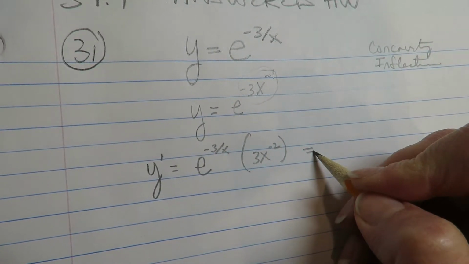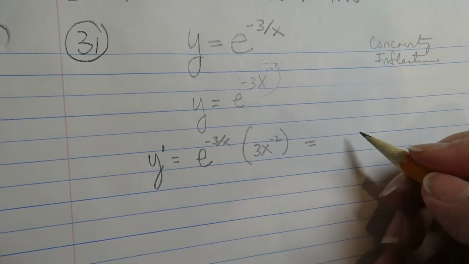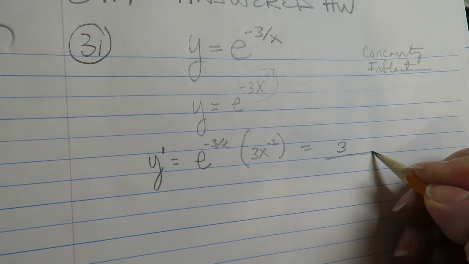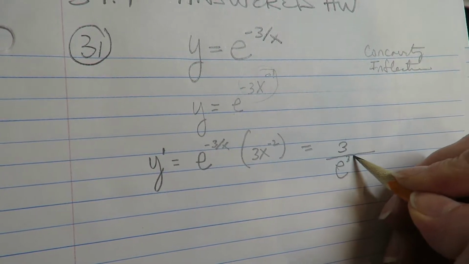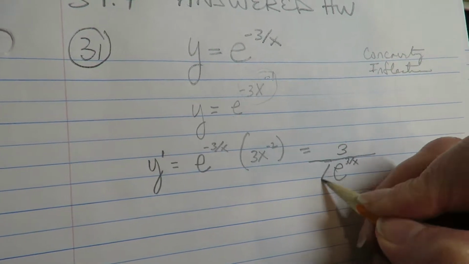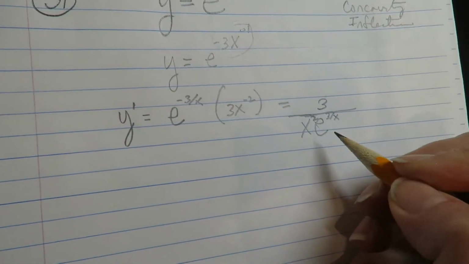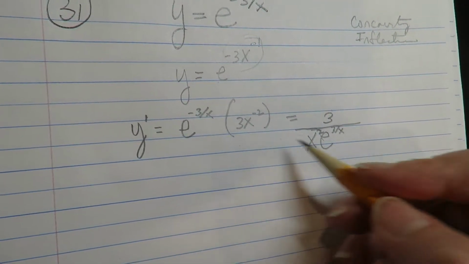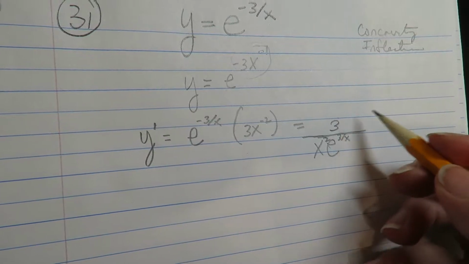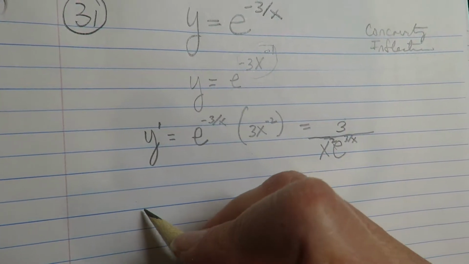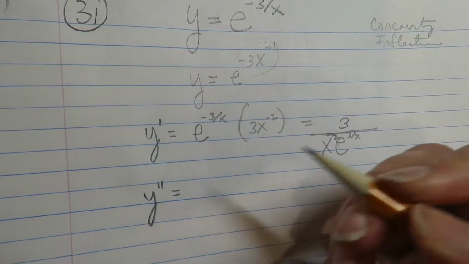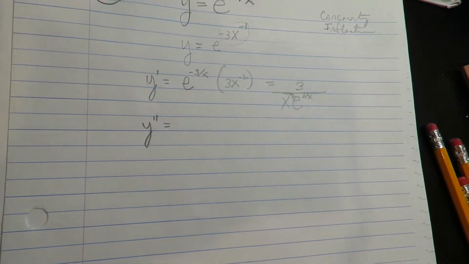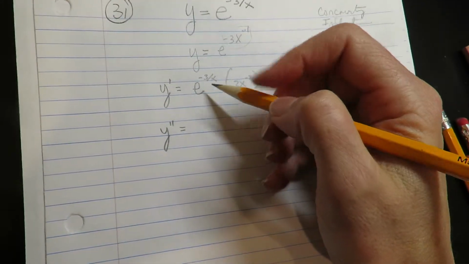Alright, if you just want to see what that looks like in a nicer format, that would be 3 over e to the 3 over x times x squared. But I'm going to use this. I'm not going to use that. This is a better format for me to do the second derivative, because you want to do it more as a product rule versus a quotient and product. Alright, so here I go.